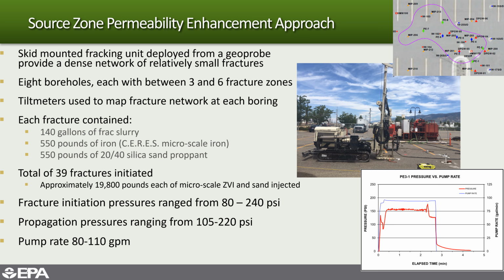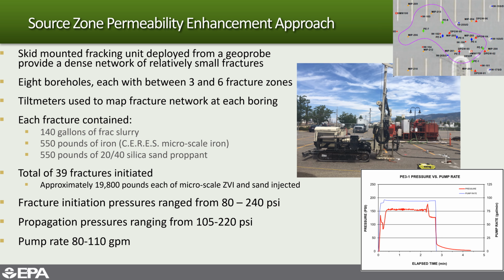As they emplace and hydraulically fracture the zones, then they must emplace that ZVI or that microscale iron in this case. And in the source zone, within those 8 boreholes, they actually were able to initiate a total of 39 fractures, emplacing almost 20,000 pounds of microscale ZVI and sand. And of course, those fracture initiation pressures that they use ranged from, in this case, in the source zone, between 80 and 240 pounds per square inch.